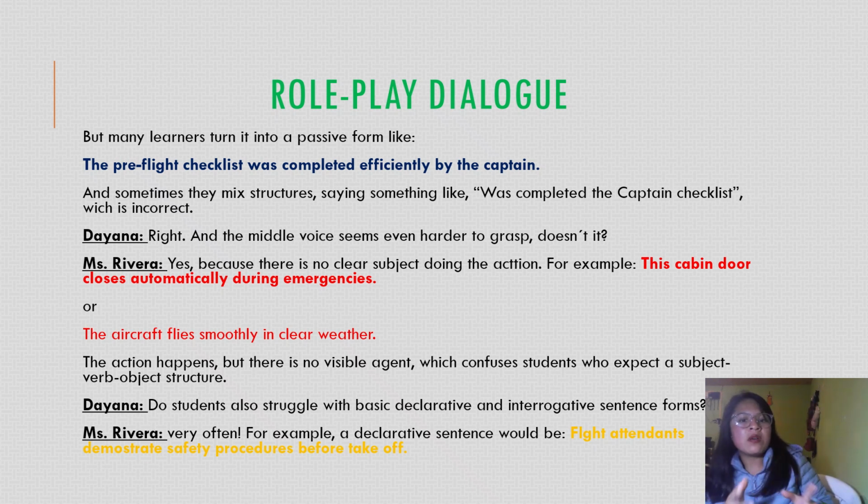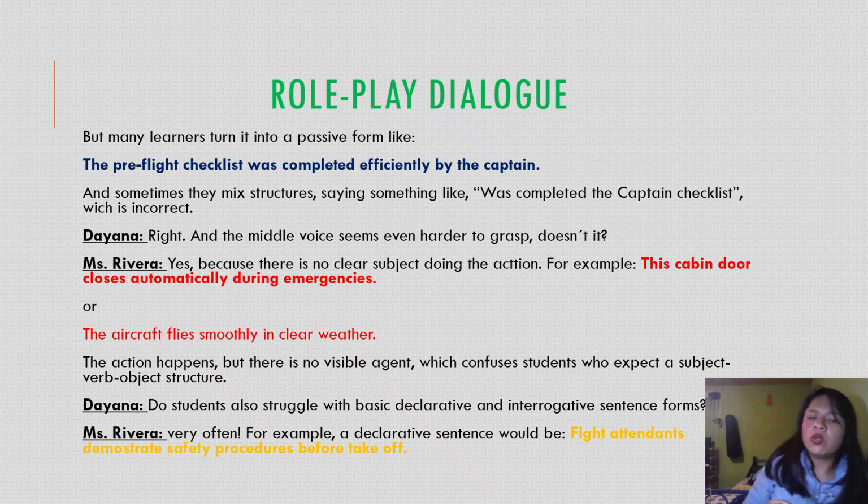Yes, because there is no clear subject doing the action. For example, the cabin door closes automatically during emergencies, or the aircraft flies smoothly in clear weather. The action happens, but there is no visible agent, which confuses the students who expect a subject-verb-object structure. Do students also struggle with basic declarative and interrogative sentence forms?